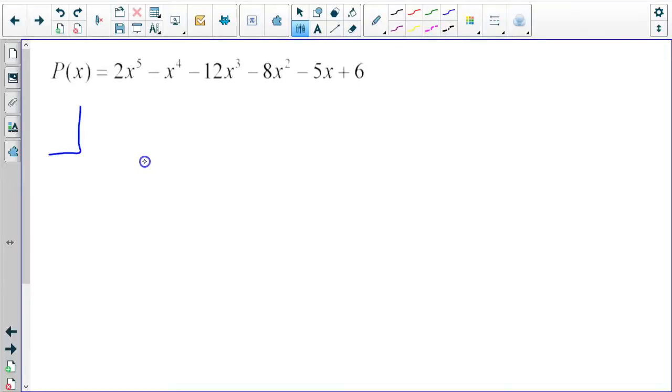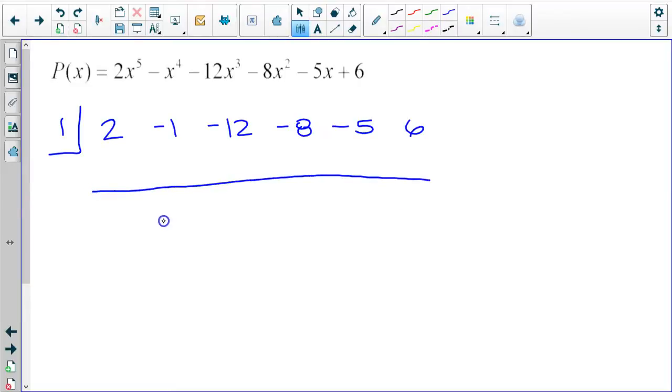I'm sorry, what did you say? Positive. Okay. Descending order. Every term present: 5, 4, 3, 2, 1. Yep. So we're going to use the coefficients 2, negative 1, negative 12, negative 8, negative 5, and positive 6.